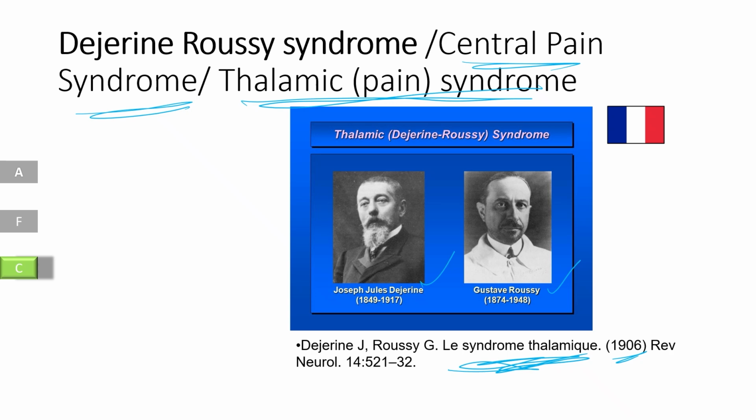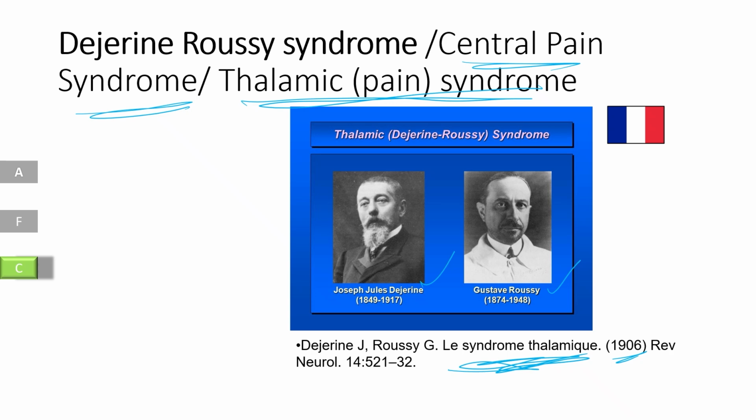Even a touch will be sensed as pain. So severe pain is the symptom in Dejerine-Roussy syndrome. It is a chronic syndrome. The other one is a stroke which presented within 2 days. This is a chronic syndrome which will present after months to years. Okay, that is called thalamic pain syndrome or Dejerine-Roussy syndrome.